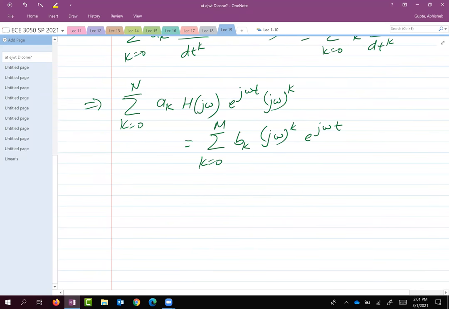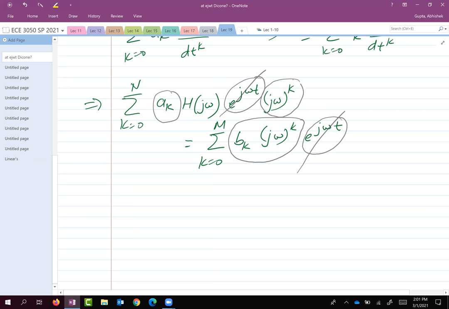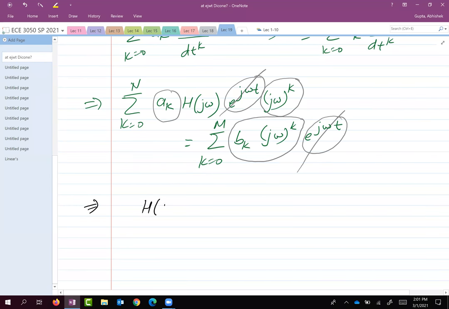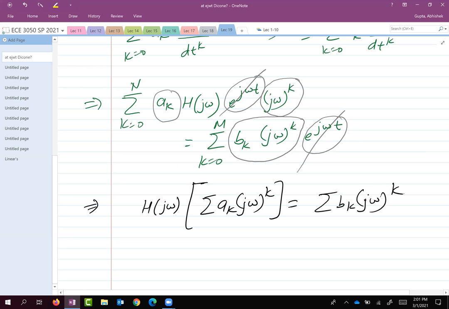Okay. So let's look at these terms. b_k (j omega)^k depends on k, so it should be inside the summation. The term e raised to j omega t cancels with e raised to j omega t on the other side. On the other side, a_k depends on k, and (j omega) raised to k depends on k. H of j omega turns out to be a constant, so I can take H of j omega out. I have H of j omega times summation a_k (j omega)^k equals summation b_k (j omega)^k.